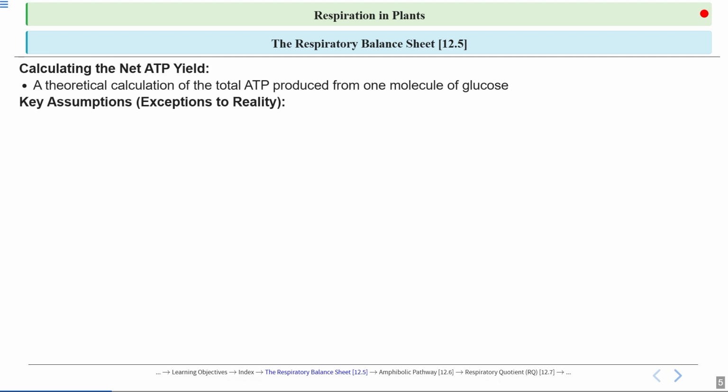But before we talk about numbers, let's discuss some key assumptions. These assumptions simplify the process for calculation purposes, but they don't always reflect reality. The first assumption is that the pathway is sequential and orderly, that is, with no side reactions. However, in reality, in cellular processes, the reactions are more simultaneous.